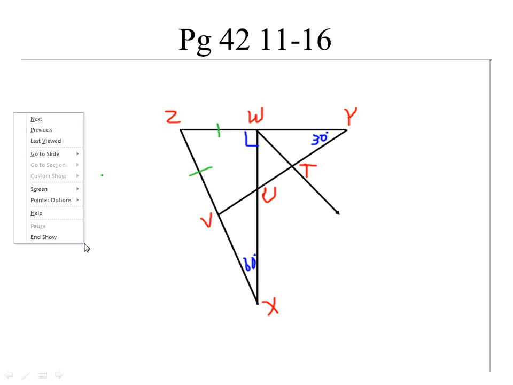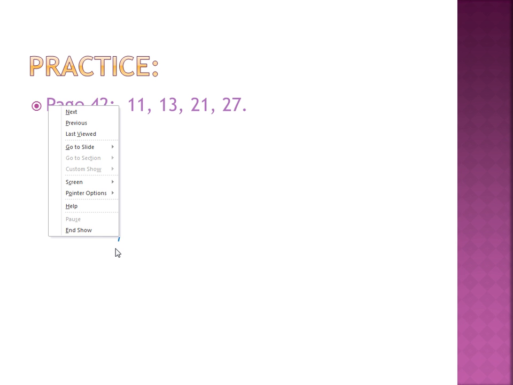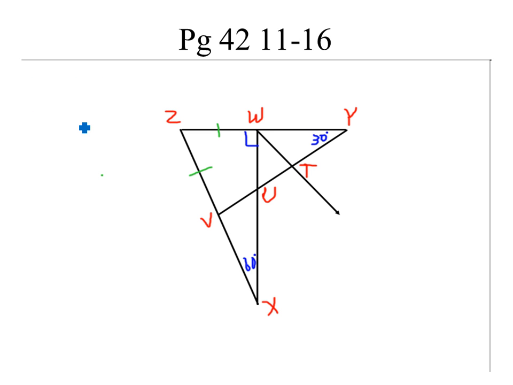Can you tell me about these 2 angles before I go on? They were what? What are they? Complementary because they add up to 90. Do they have to add up to be a right angle? No, just 90 degrees.